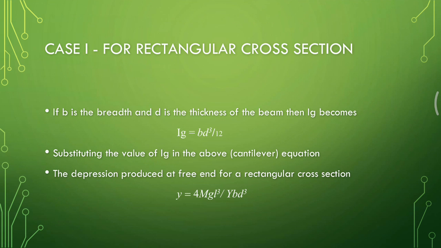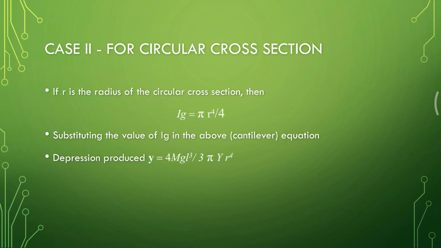For a rectangular cross section, if B is the breadth and D is the thickness of the beam, then IG becomes BD cube by 12. Then substituting this value of IG in the expression, we get the depression produced at the free end for rectangular cross section, given by y is equal to 4mgL cube divided by YBD cube.